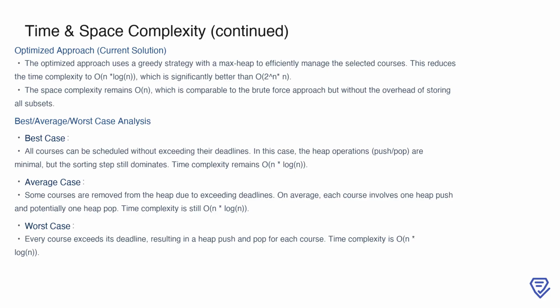Now, considering the best, average, and worst-case scenarios, the time complexity remains consistent at O(n log n) due to the dominance of the sorting and heap operations. In the best case, all courses can be scheduled without exceeding their deadlines, resulting in minimal heap operations. In the average case, some courses are removed from the heap due to deadline constraints, leading to a balanced number of push and pop operations.